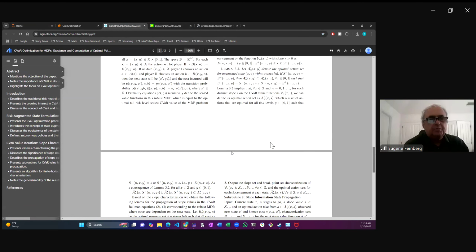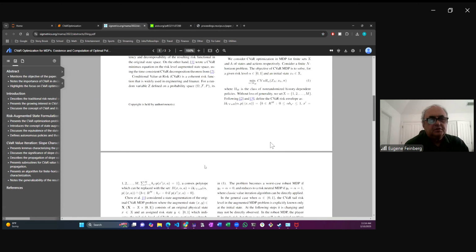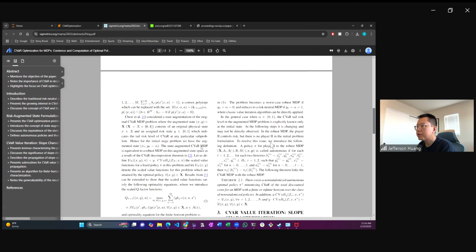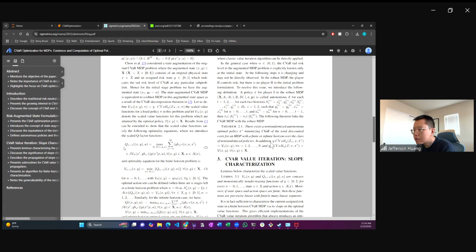Go scroll up. So equation 2. It's on the second page. Yes. So like equation 2. So basically it's this game between, like, you have X, the states of the original MDP, and then Y is the state of nature, which corresponds to the current risk level.